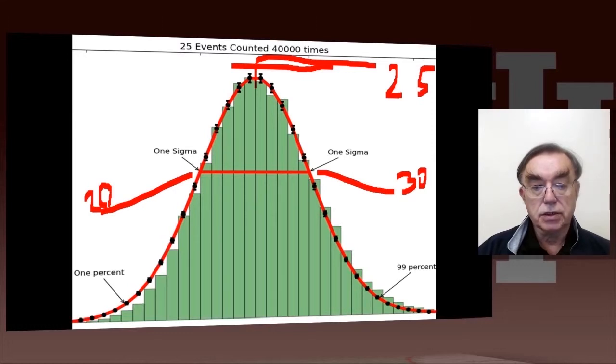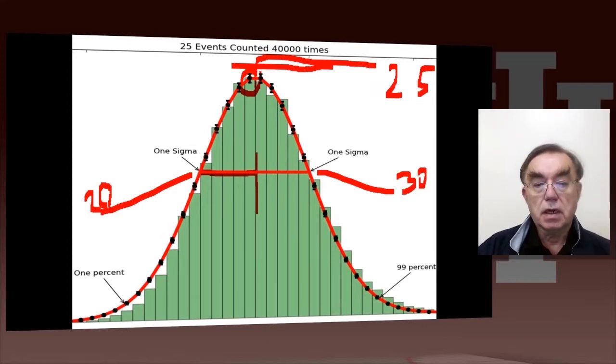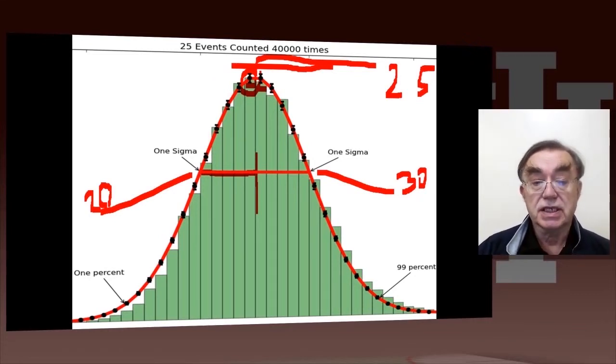I like to stress that you have 2 types of square root of n here. We have the square root of 25, which is 5, this way, and we have around the square root of 3,000 here, because there are around 3,000 answers, of the 40,000 counters, that are in this bin and in this bin. And the square root of 3,000 is somewhere between 50 and 60. So we have 2 square roots. We have a square root for the number of events in each bin, and we have a square root for the width of this distribution.